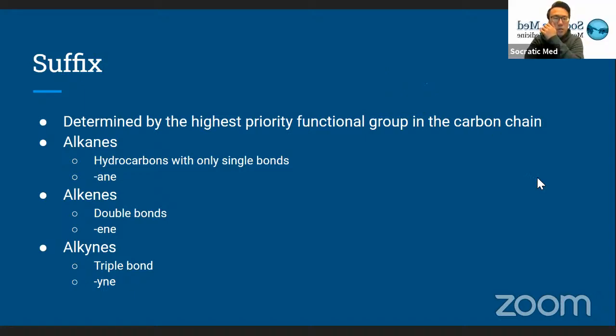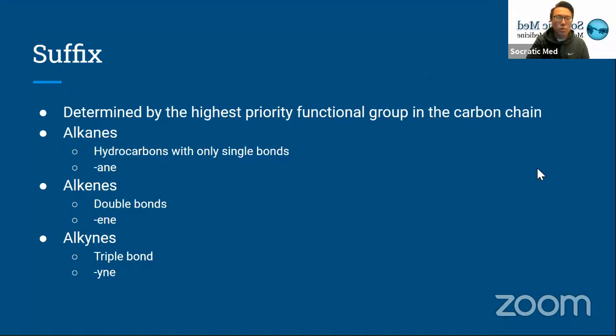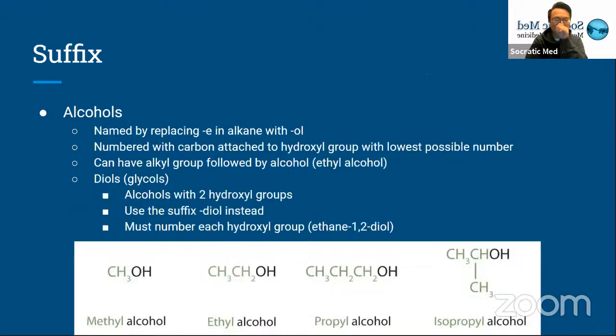Sorry about that. Yeah, so those are for the hydrocarbons: single, double, and triple bonds. And then if the highest priority functional group is an alcohol in the chain, you can name it by replacing the E in the alkane name with OL. So instead of methane, it would be methanol, ethane would be ethanol.